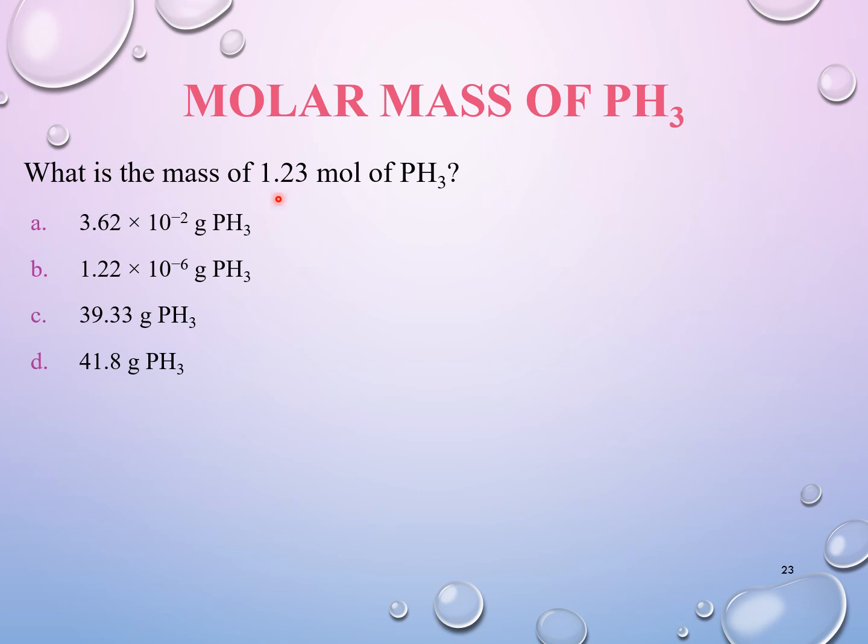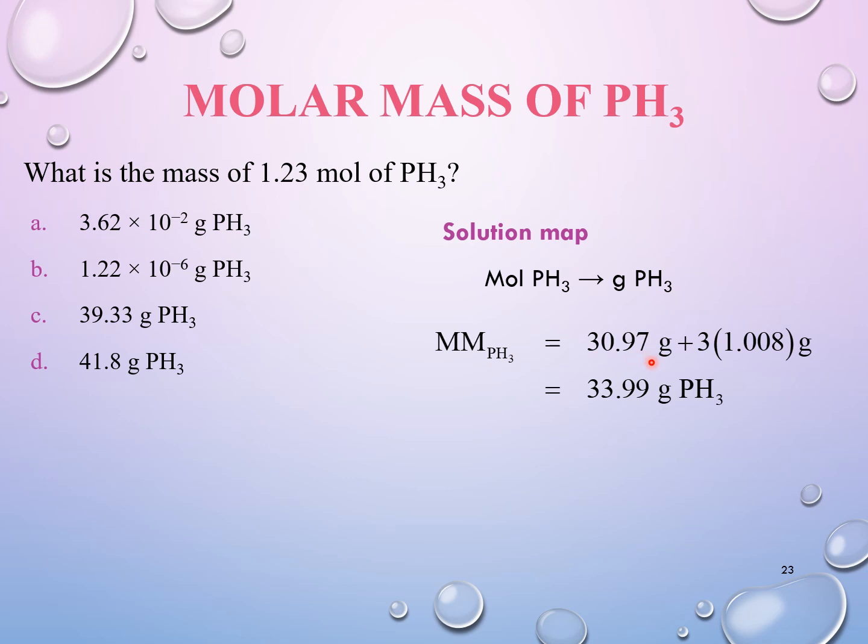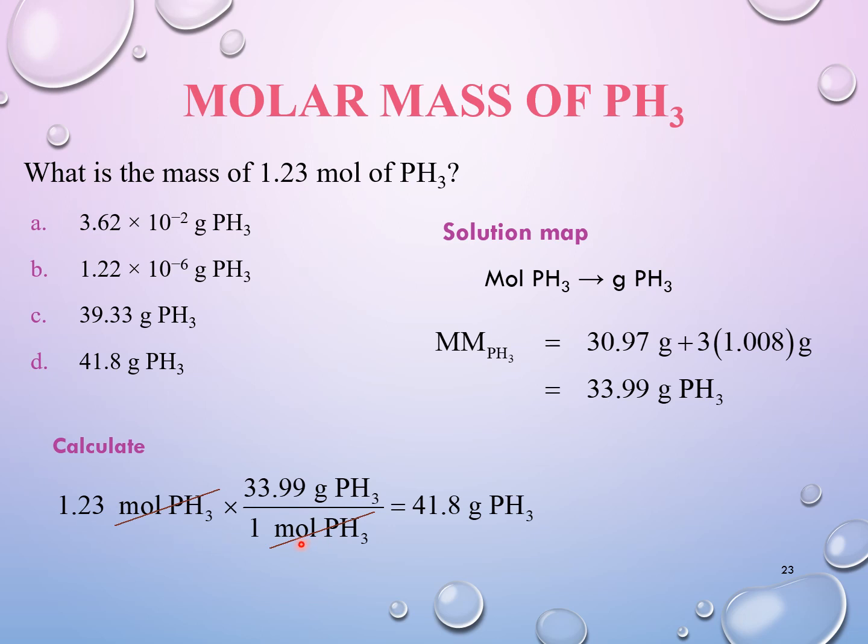What is the mass of 1.23 moles of PH3? So let's look for PH3's molar mass, where P is going to be 30.97 grams, H is 1.008, there's 3 of them, you add it up to get 33.99 for PH3. Now, that's the molar mass, so all you do is make sure the moles cancel off on the bottom, and the grams will be on the top. So 1.23 times 33.99 will give you 41.8 grams of PH3, which will be this answer right there.